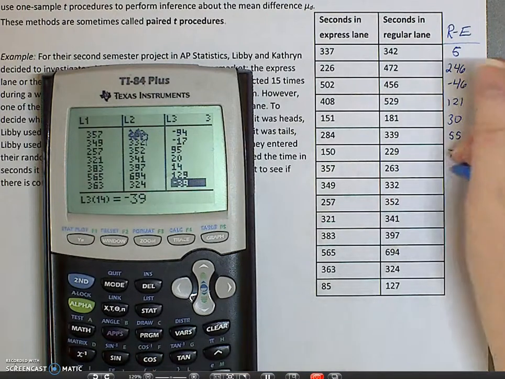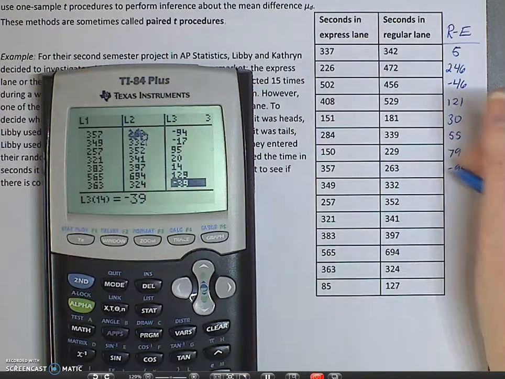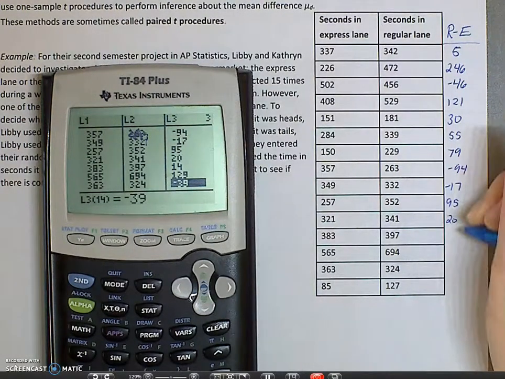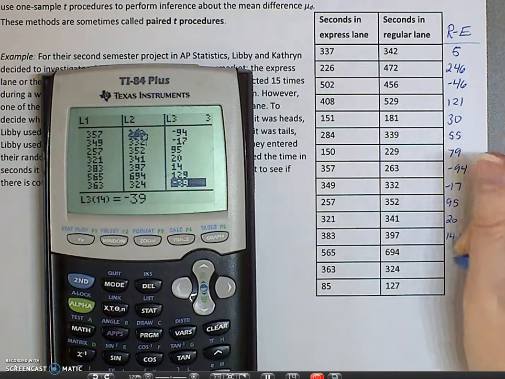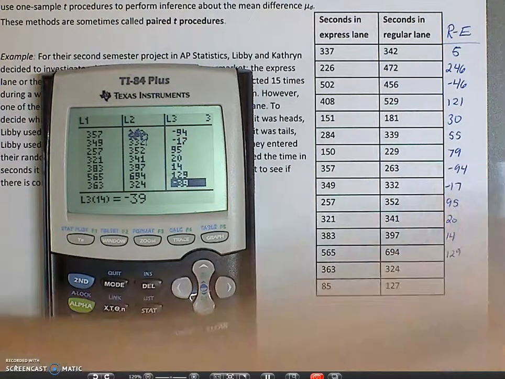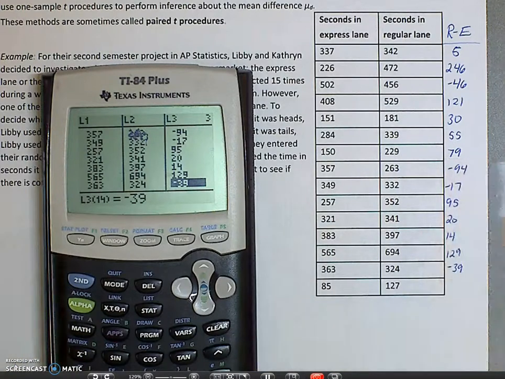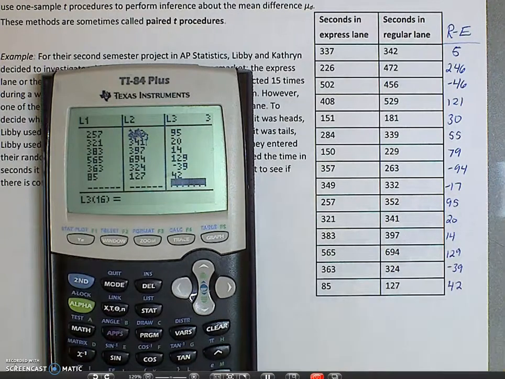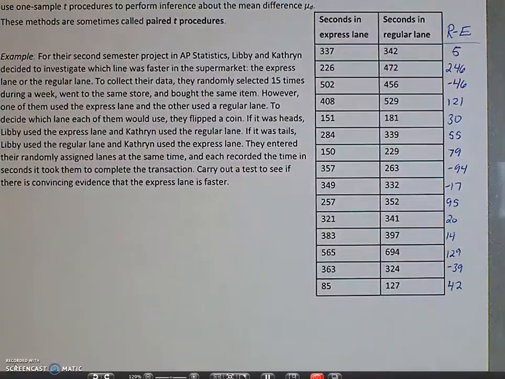So I've got negative 94, negative 17, 95, 20, 14, 129, negative 39, and then lastly is 42. I could have done all of that in my head or just one by one in my calculator, but I have a feeling that I'm going to want to have all of this data in my calculator in a little bit. So let's go ahead and get to our significance test.